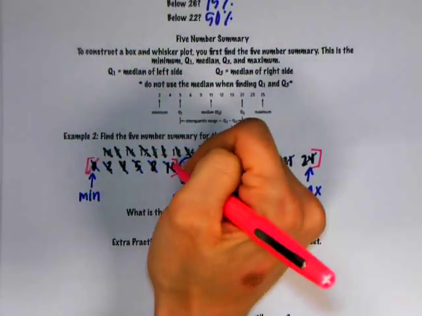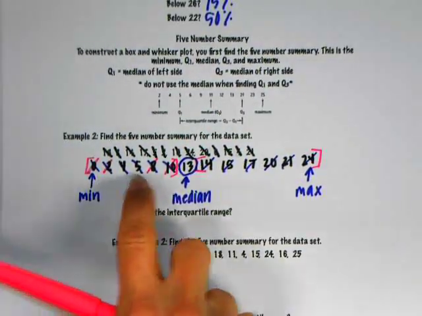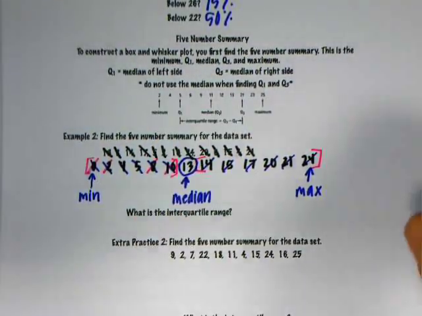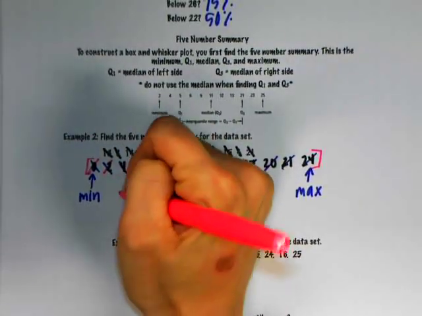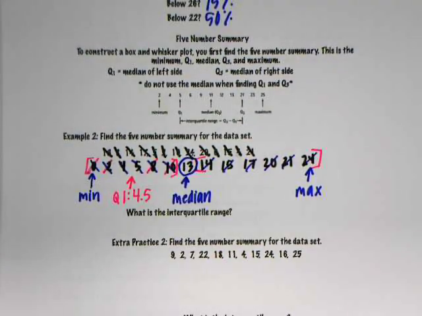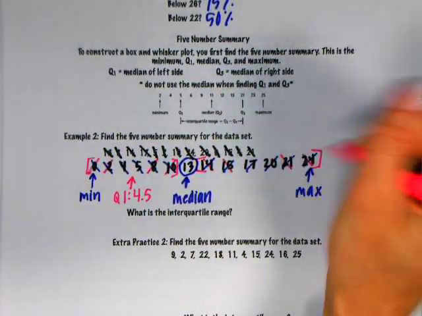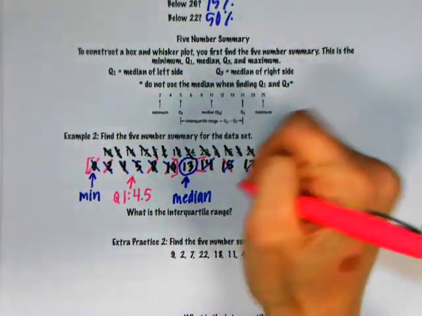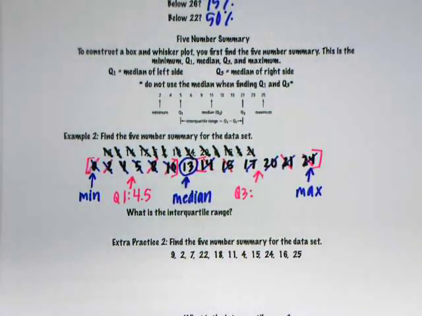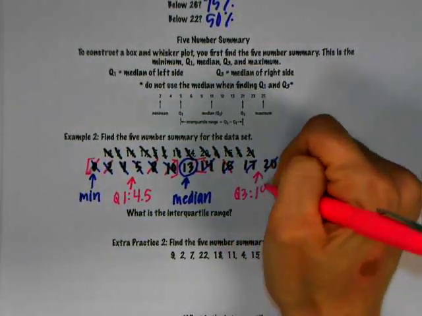So cross out on here. This one's going to be between 4 and 5. So what's that going to be? Q1 is going to be 4.5. And then on this side, this one's going to be between 17 and 20. So what's that going to be? So add them and divide by 2. Yep, 18.5.